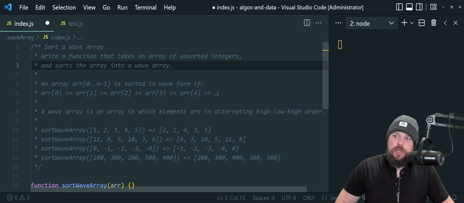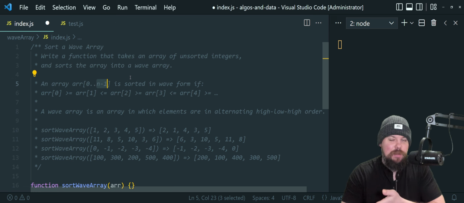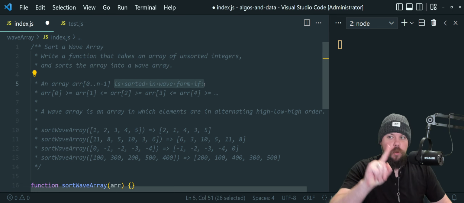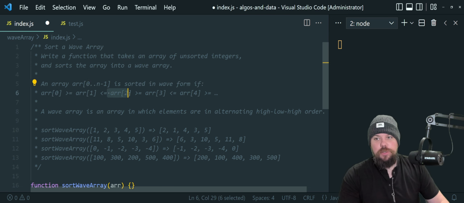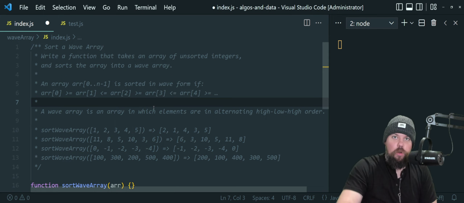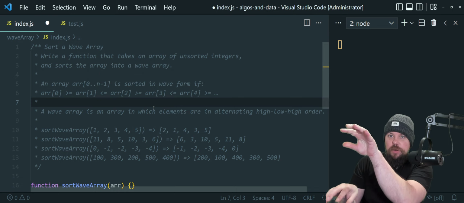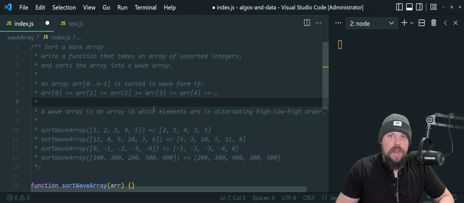So in technical terms, an array starting at index 0 to n minus 1, which is the length minus 1, basically the last position of the array, is sorted in wave form if element 0 is greater than or equal to element 1, which is less than or equal to element 2, which is greater than or equal to element 3. So basically, we're going to think like a literal wave, where the value here is smaller than the value here, which is bigger than the value here, and so on. It's going to be a wave of integers.